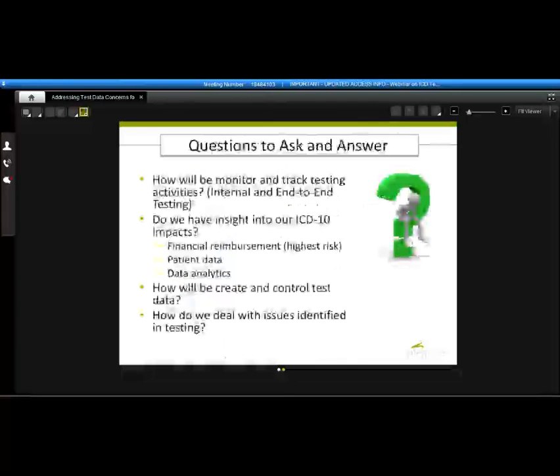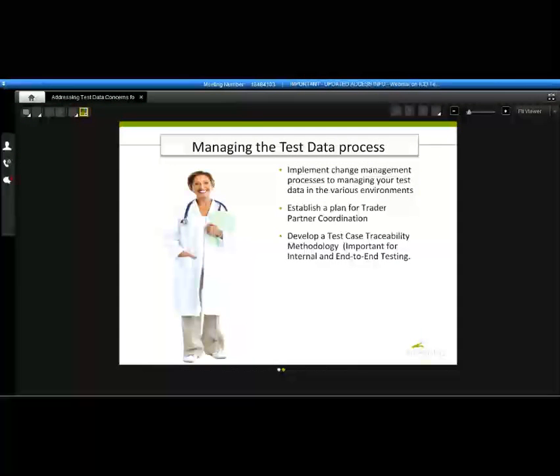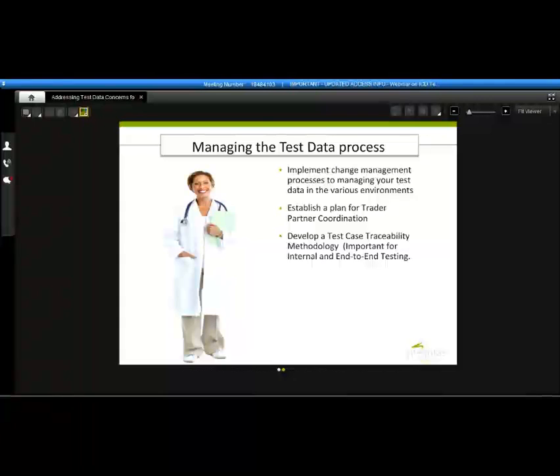Before I go on to this last slide, Dexter or Tauheed, do you have any other comments or thoughts about managing the process?